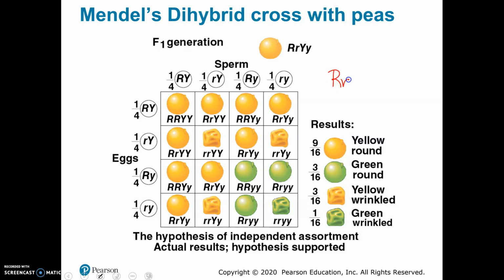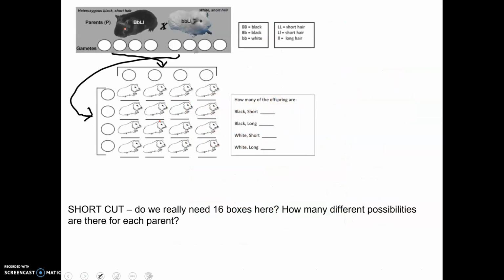So they're crossing the F1, big R, big Y, big R, big Y, little y, and you had to write all 4 possibilities for this parent, all 4 possibilities for this parent, and fill in all the boxes. All right, so let me show you one more with a Punnett square, and then I'm going to show you a shortcut with something called the product rule. So let's look at this.